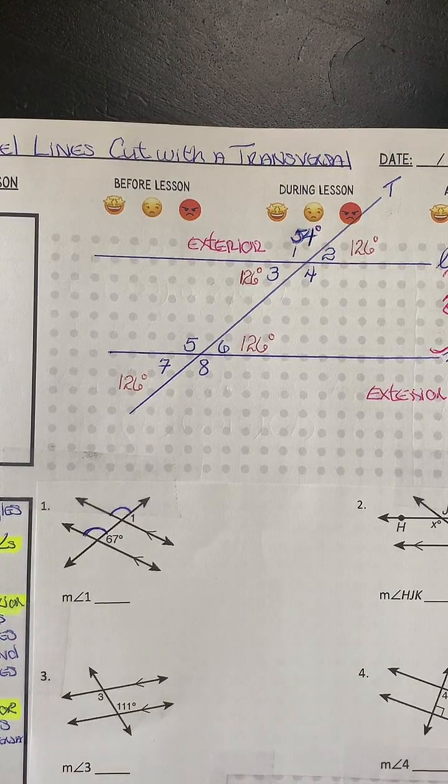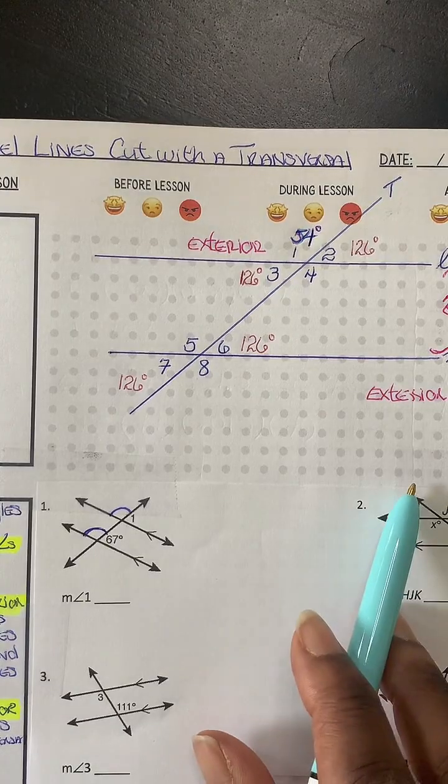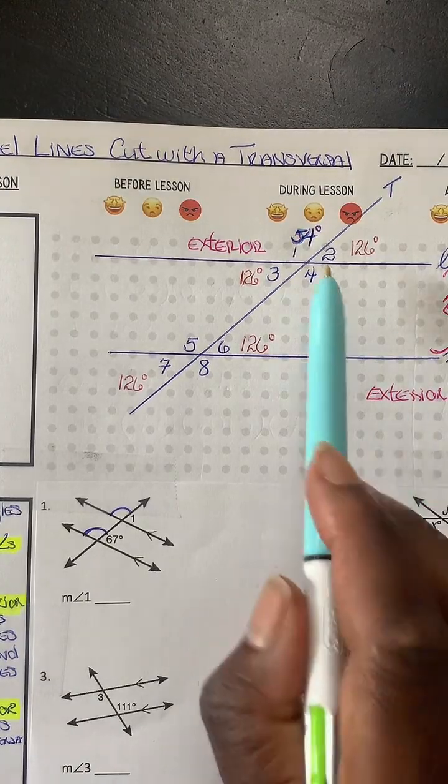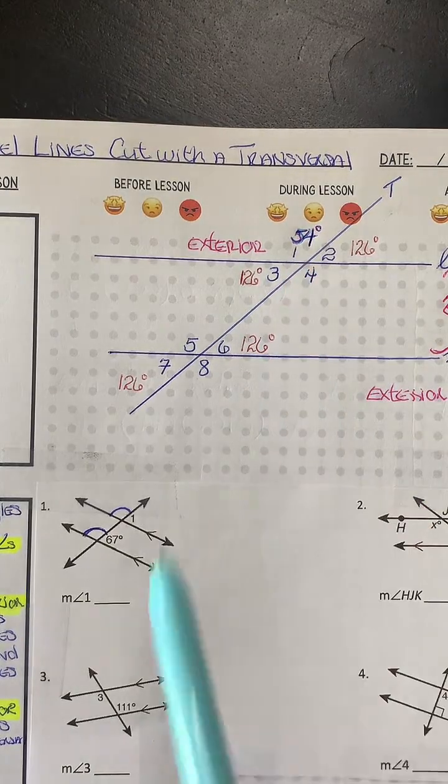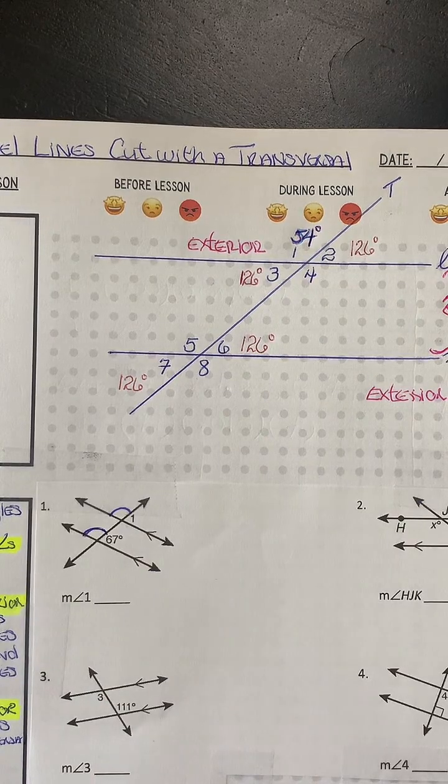All right, so if by chance angle 1 is 54 degrees, give me another angle that should equal 54 degrees. Put it in the chat. What will be another angle that will equal 54?